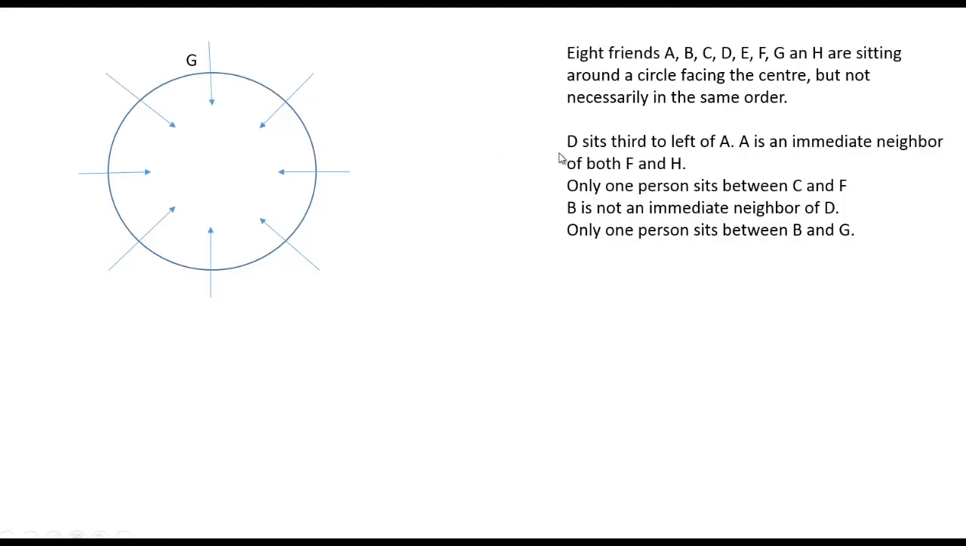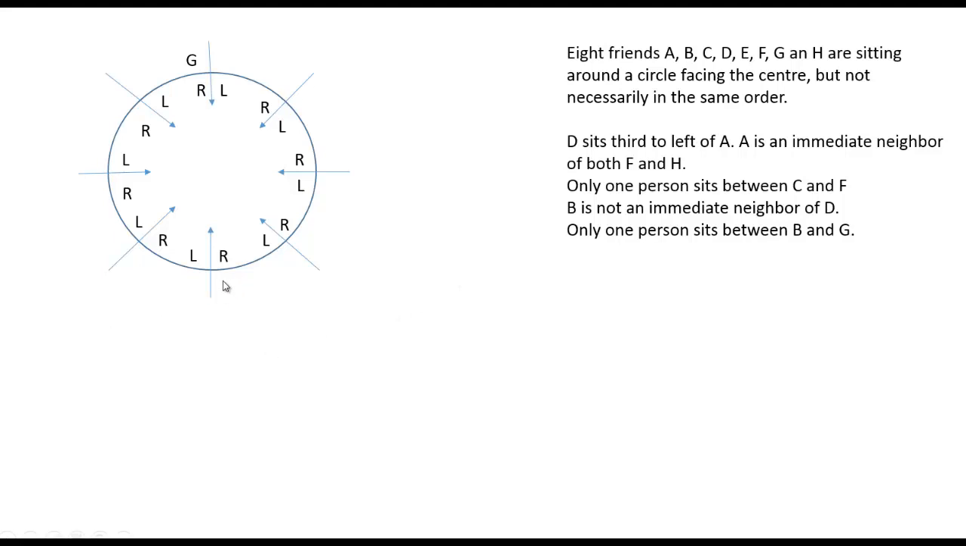Now see the conditions. Now decide the left and right side. Since they are facing towards the center, left will be in the clockwise direction, so this will be the left side of each person, and now right hand side will be in the anti-clockwise direction, and so this will be the right hand side of each person. So denote it first. Now go to the conditions. The first condition is D sits third to left of A. D sits third to left of A.